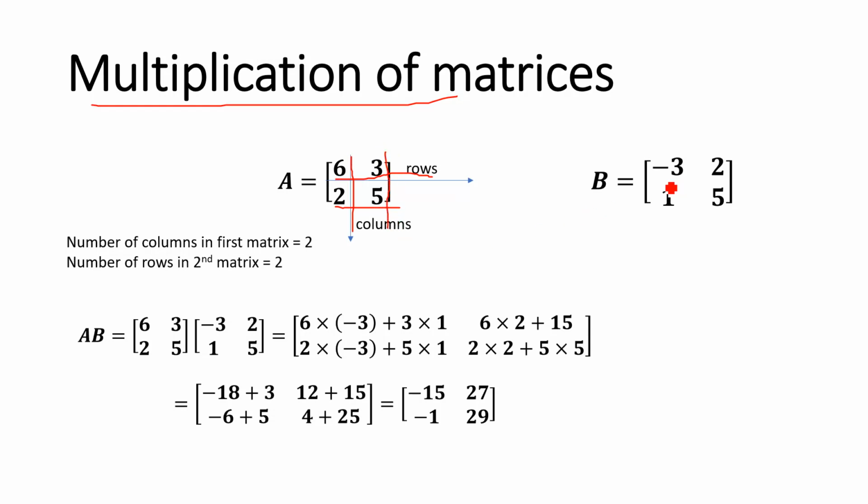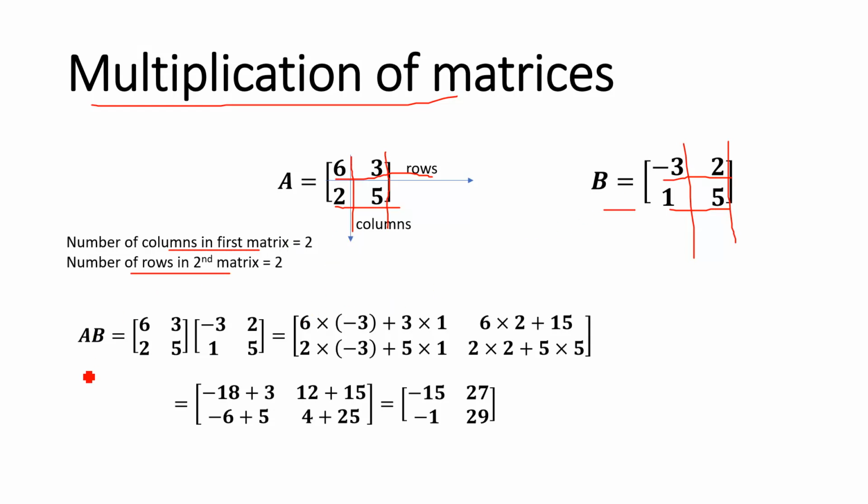Similarly, this matrix has two rows, row 1 and row 2, and this is column 1 and column 2. So if the number of columns in the first matrix is equal to the number of rows in the second matrix, then we can say that these matrices are conformable for multiplication. This matrix has two columns and this matrix has two rows. So the number of columns in the first matrix is equal to the number of rows in the second matrix. We can multiply these two matrices.